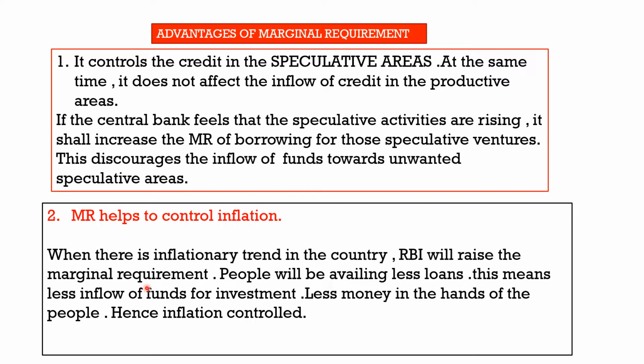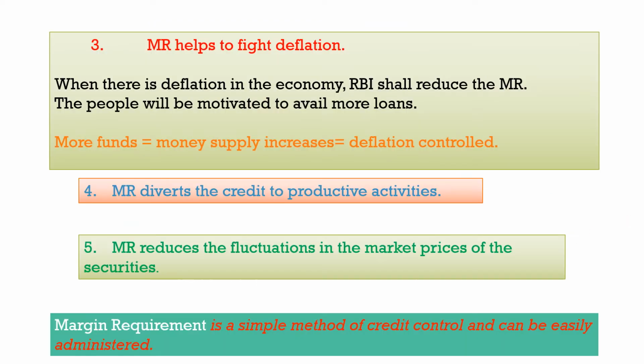So the marginal requirement will be increased. People will be discouraged from borrowing more loans, and so the inflow of funds into the common man's pocket will be restricted. People will be availing fewer loans, less inflow of funds for investment. Automatically, the investment will come down. Less money in the hands of people, therefore your motive of inflation control is achieved. So we saw how the marginal requirement helps the banks, the monetary policy, to control inflation.